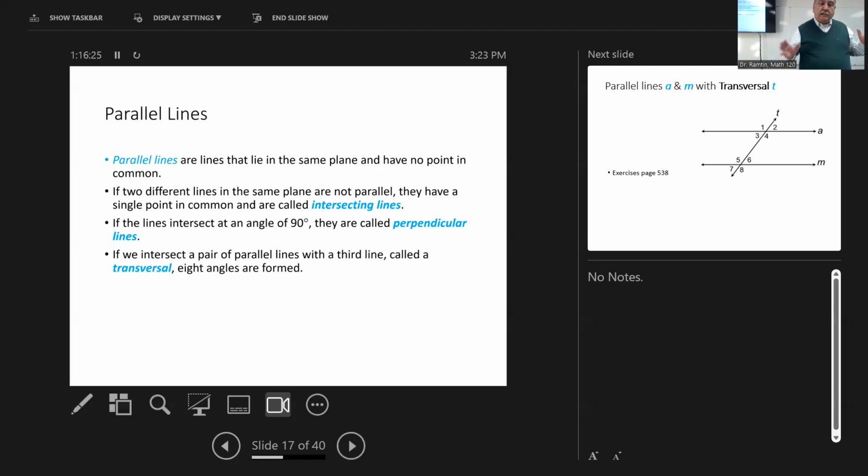Now, parallel lines are lines that lie in the same plane and have no points in common. If two different lines in the same plane are not parallel, they cross each other. They have a single point in common, and that's called intersecting lines. If the lines intersect at an angle of 90 degrees, then we say the line is perpendicular. If we intersect a pair of parallel lines with a third line, we create eight transversal angles. Let me show you the picture so you understand better.